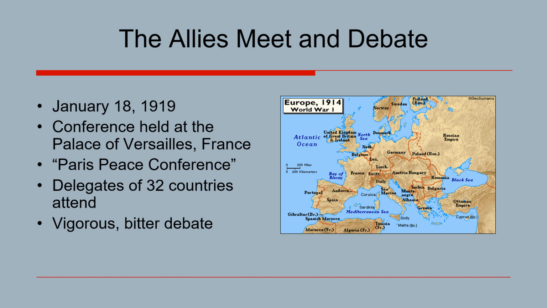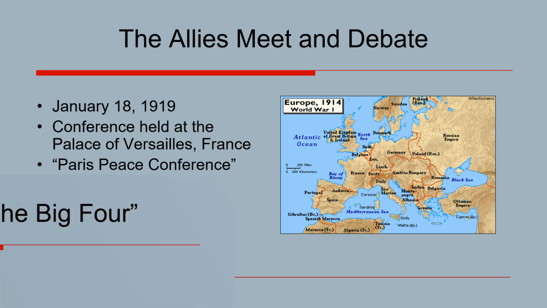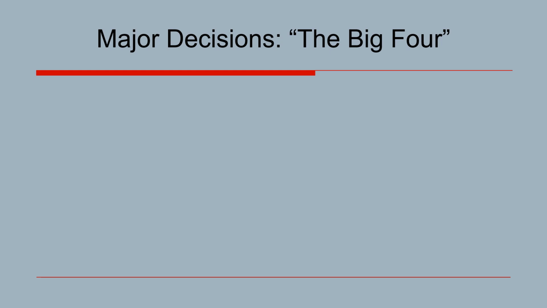There are some big issues that have to be hammered out. Where the borders are going to be, which states are going to continue to exist, which states are going to be broken up, how much money the losers of the war are going to have to pay, and how peace is going to be maintained. These are all issues that the delegates of the Paris Peace Conference are going to seek to solve.